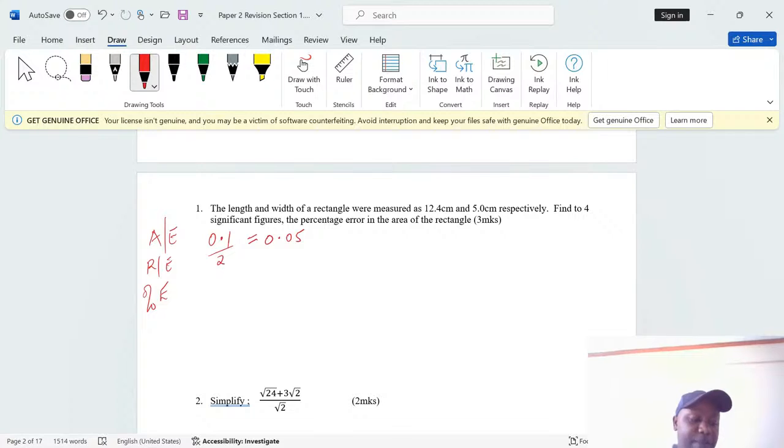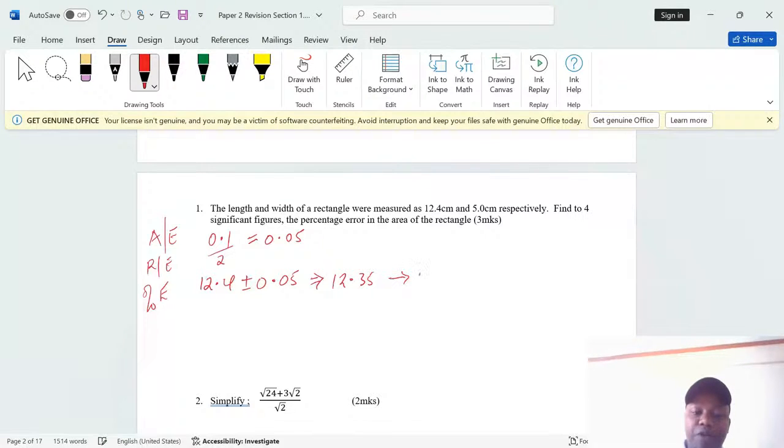So let us now talk about the range of the length 12.4. We either add or subtract 0.05, and this takes us to the length ranging between 12.35, that is when we subtract, all the way to 12.45 centimeters, that is when we add the relative error.